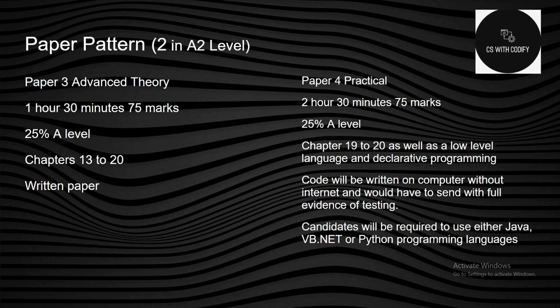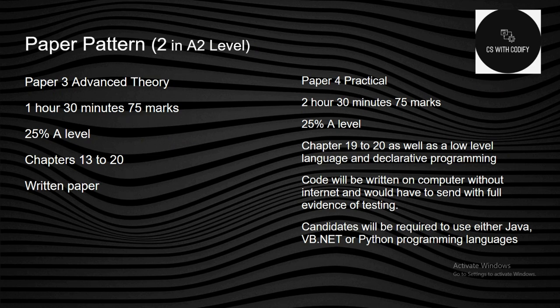There are two papers in A2 level, depending on if you give a composite or if you give AS level separately. Paper 3 is advanced theory, 1 hour 30 minutes and 75 marks. 25% of your A level grade depends on this paper. Chapters 13 to 20 are needed for you in order to give this exam.